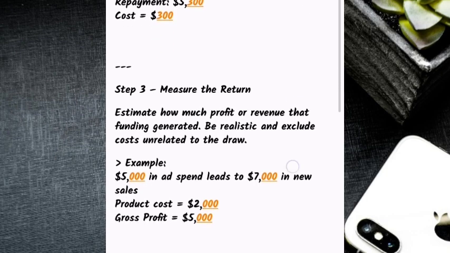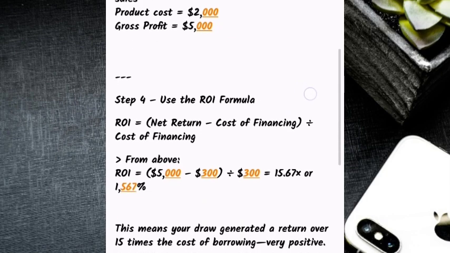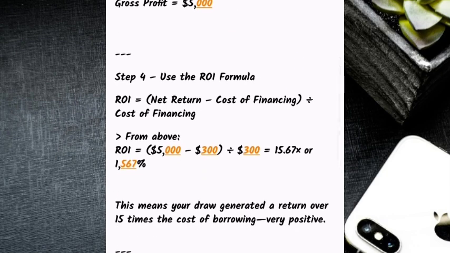Step 3 is to measure the return. Now, estimate how much profit or revenue that funding generated. Be realistic and exclude costs unrelated to the draws. For example, $5,000 in ad spend leads to $7,000 in new sales, then the product cost is $2,000 while the gross profit is $5,000.